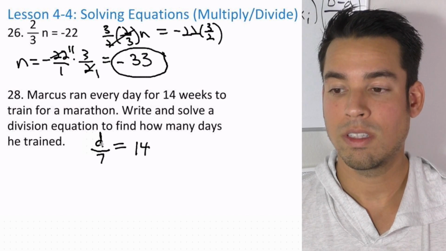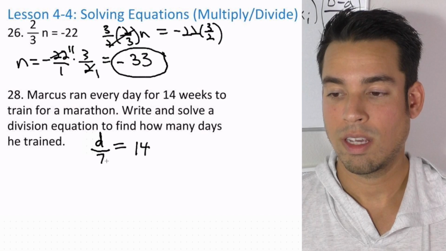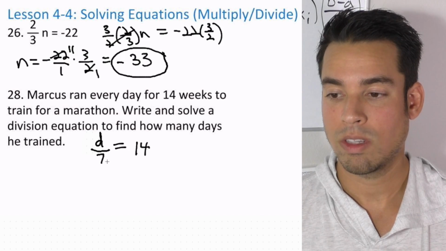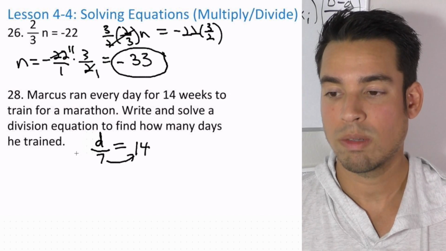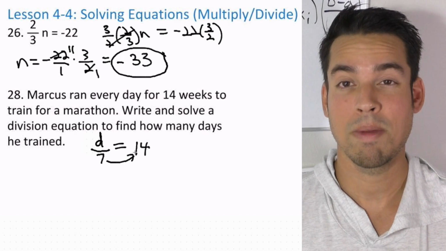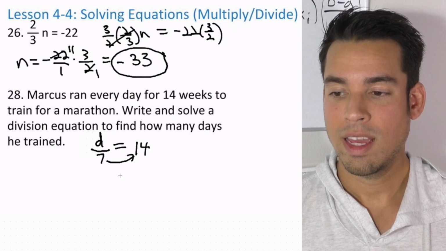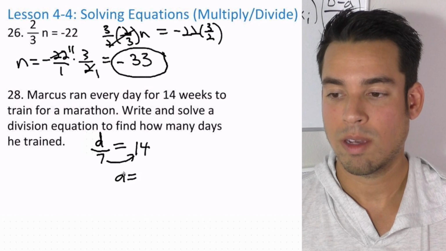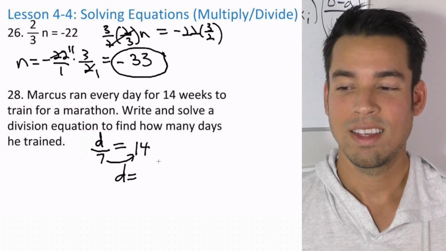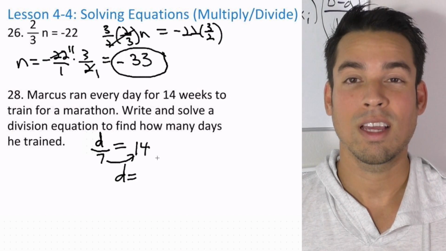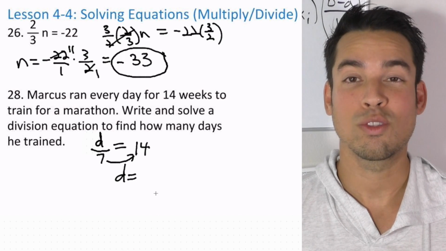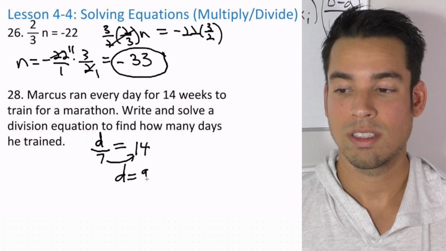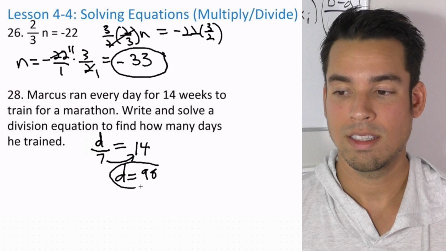So now to solve for D, all we got to do is we take this denominator. Whenever you're dividing by something, you multiply it across. So you multiply both sides by 7 is another way to think about it. So then D equals, what is 7 times 14? You want to try it mentally. It's 7 times 10 plus 7 times 4, which is 70 plus 28, which is 98 days.